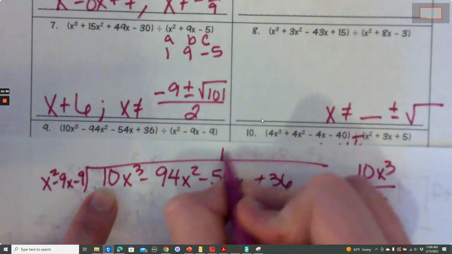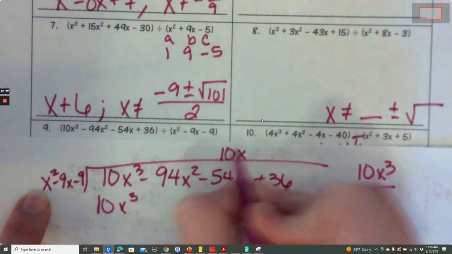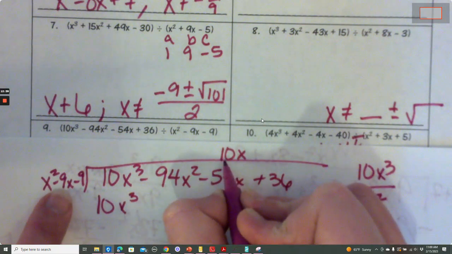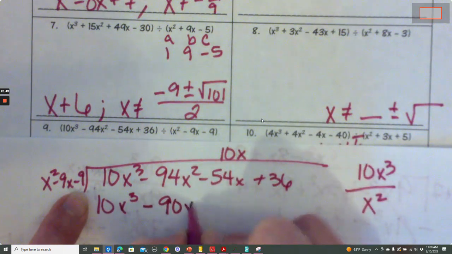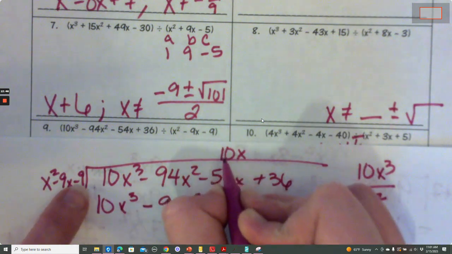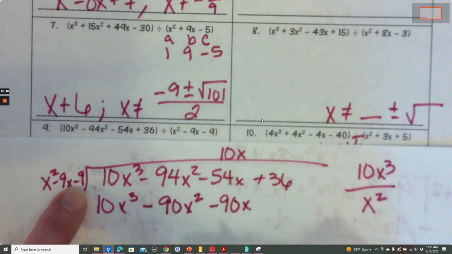10x, so it goes here. 10x times x squared is 10x cubed. 10 times a negative 9 is a negative 90. x times x is x squared. 10 times a negative 9 is a negative 90. Tack on the x.